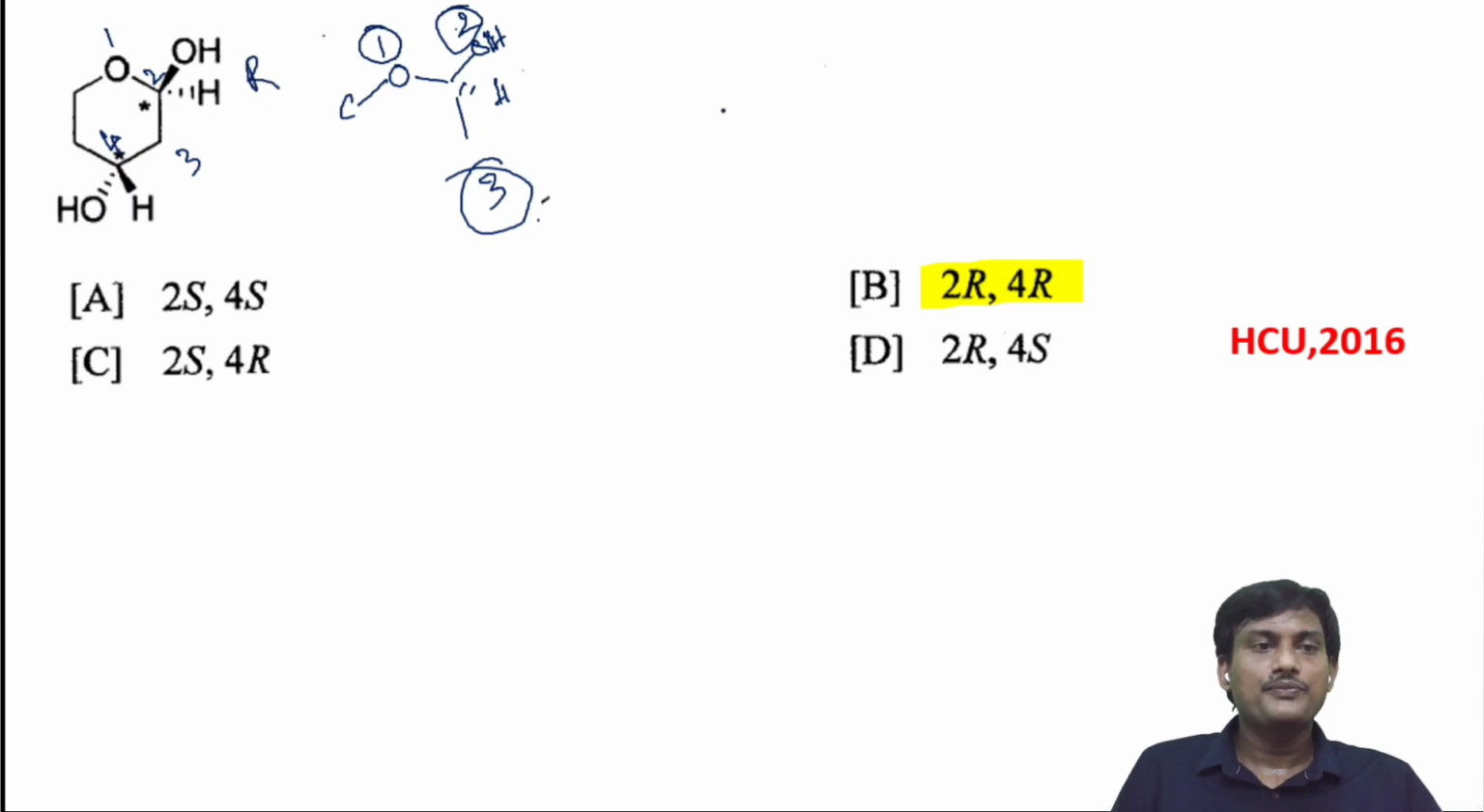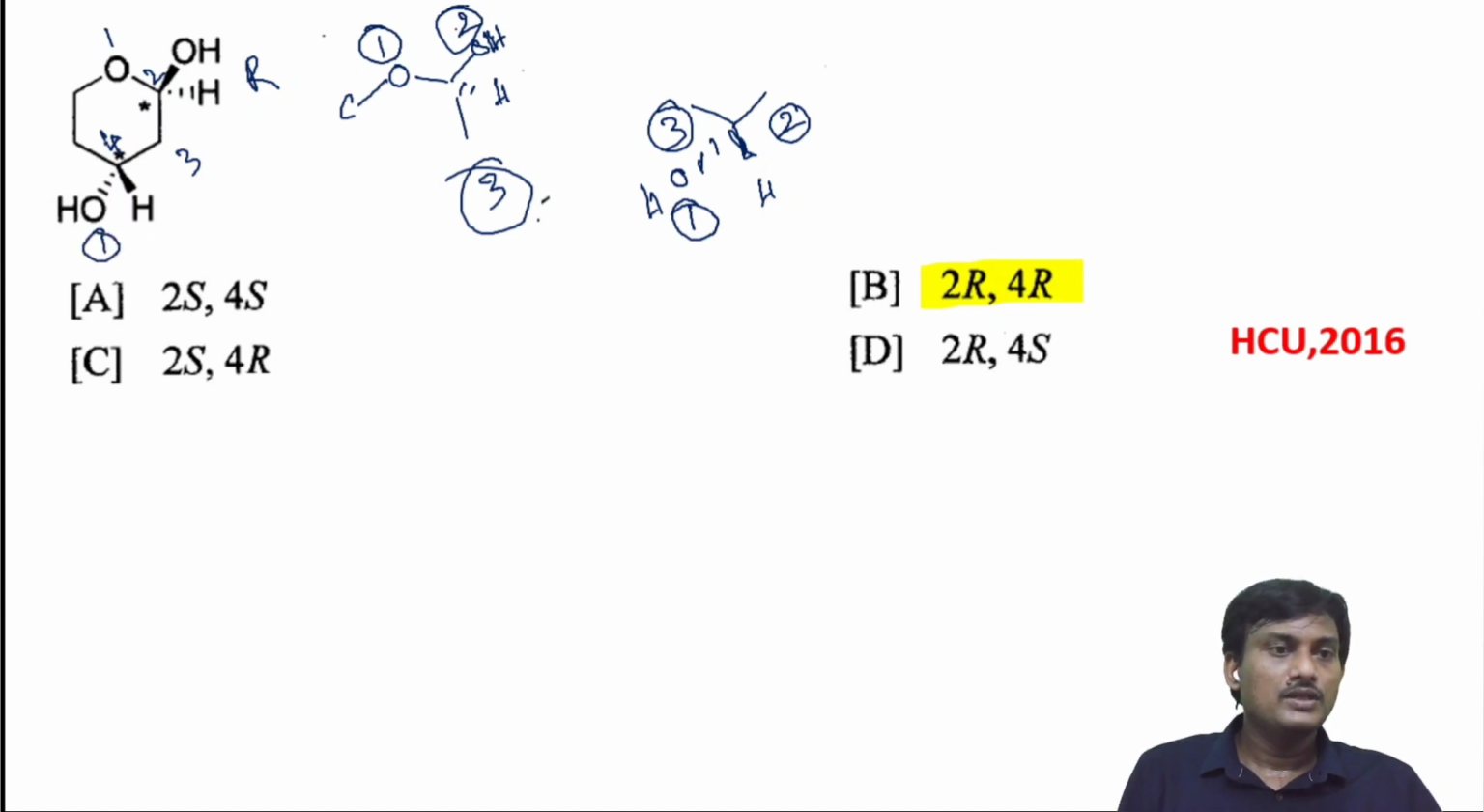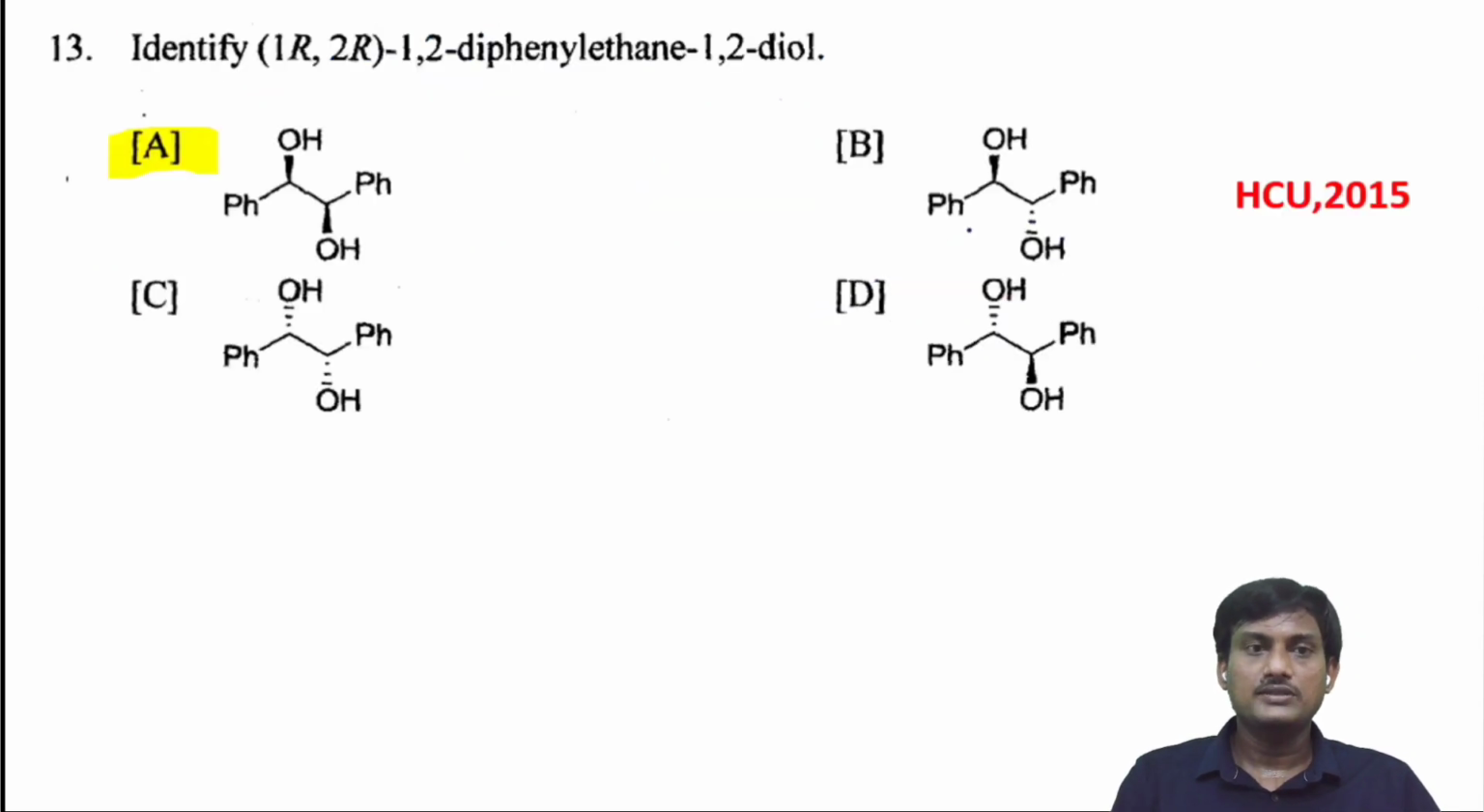Let's take this one. Here you have H above the plane, and OH below the plane, and this one gets first priority, the second priority is this one, and the third one is this one. So when you connect 1, 2, 3, it is anti-clockwise, and hydrogen is above the plane. Here this one is first, this one is second, and this one is third. You are getting anti-clockwise, hydrogen is above the plane, so you will get R configuration. So second R, 2R, and 4R is the correct option.